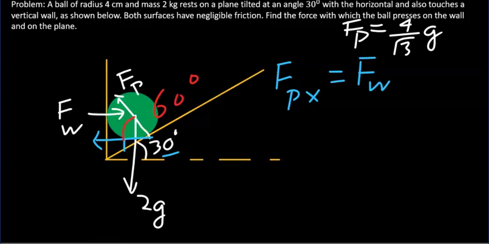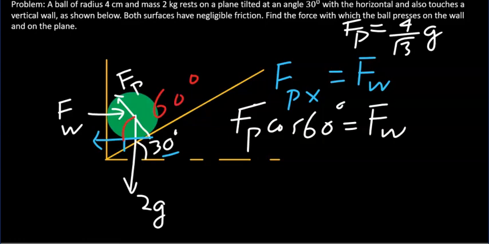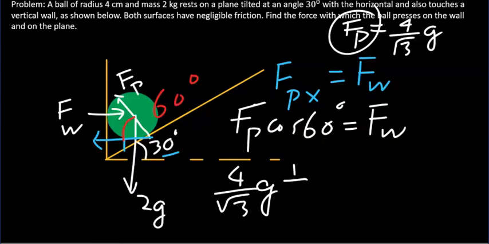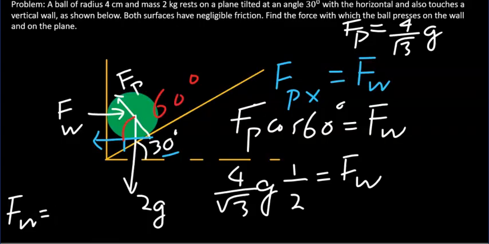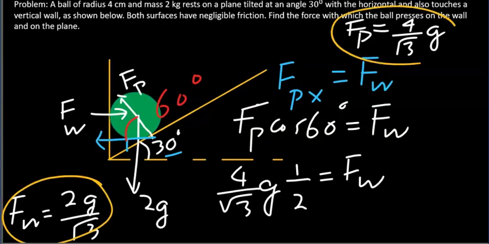So immediately you see that Fpx is quite simply Fp cosine 60 degrees, and that is F sub W. Since we already calculated Fp, that is just 4 over square root 3 times gravity, and cosine 60 is just half. That would immediately give us the Fw force, namely the force with which the ball presses on the wall. And simplifying, you get Fw to be 2g over square root 3. And these two results solve the problem.